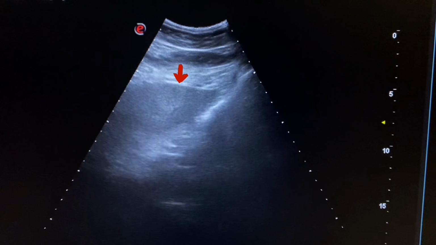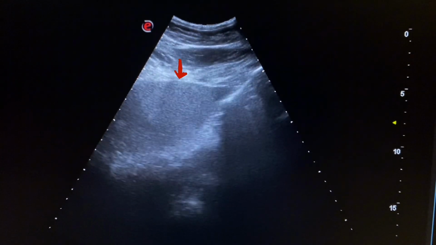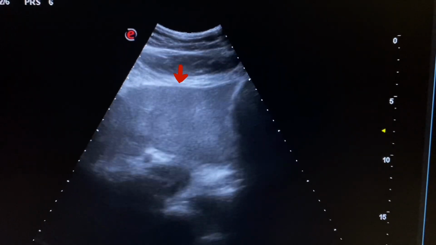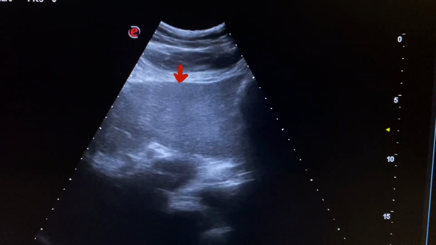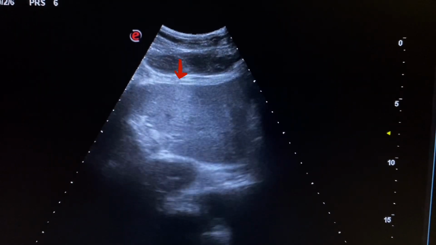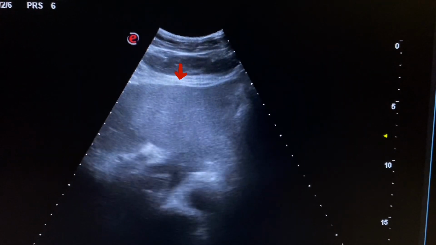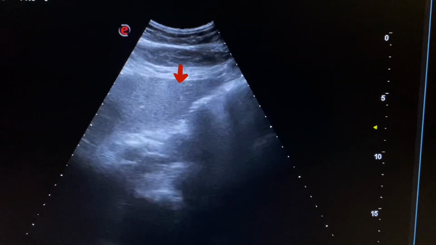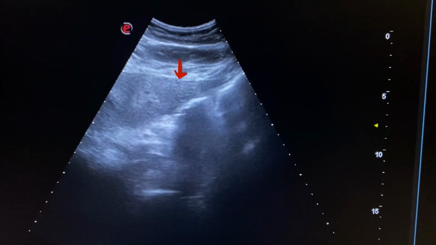Patient 45-year-old presents in emergency with pain in the epigastrium and drowsiness for 2 days. No previous significant history was given. Now we are scanning the epigastrium and abdomen of the patient.